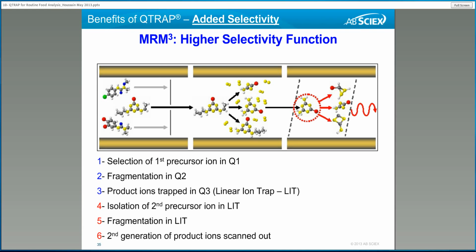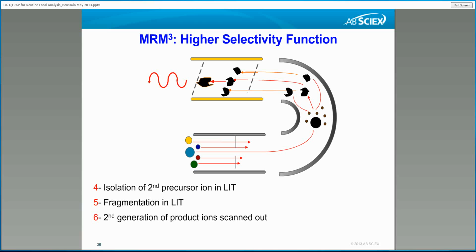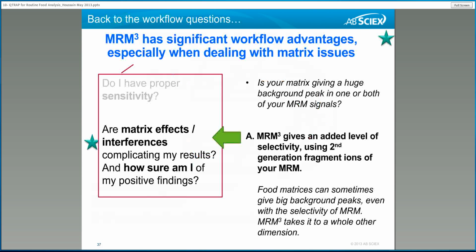With this extra isolation and fragmentation step, MRM³ is more selective than the traditional MRM mode. It can be useful for quantification, especially in cases of high noise background and interferences. The principle is very similar in the curved ion path QTRAP systems, especially in the 4500, 5500, and QTRAP 6500.